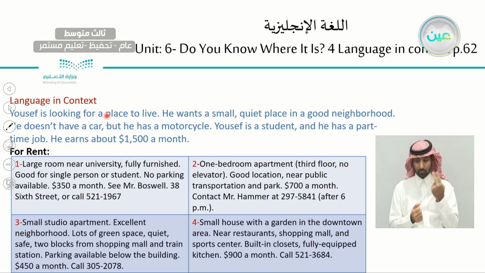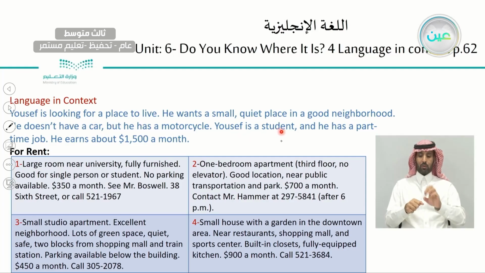Yusuf is looking for a place to live. He wants a small, quiet place in a good neighborhood. Okay, these are the things he is looking for in his place. He doesn't have a car, but he has a motorcycle.